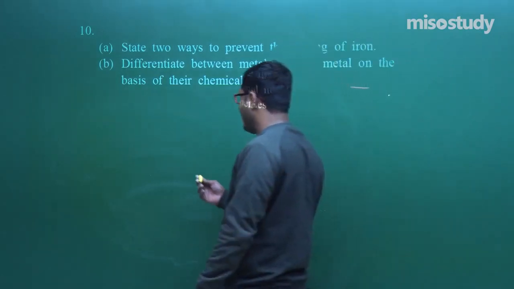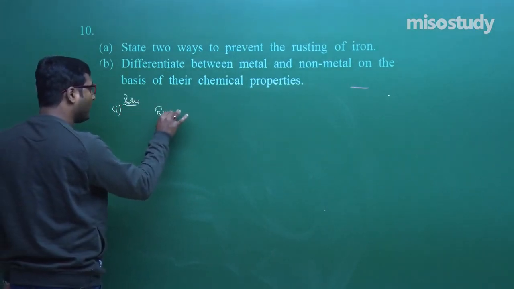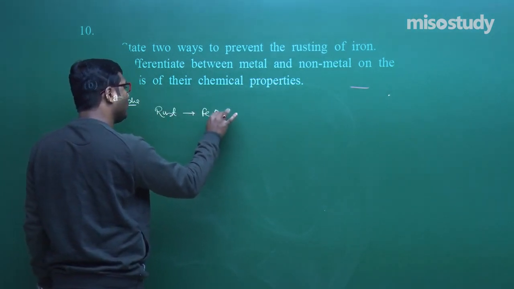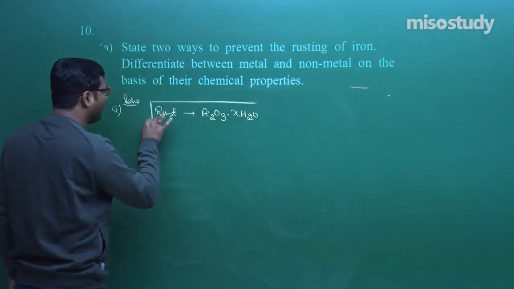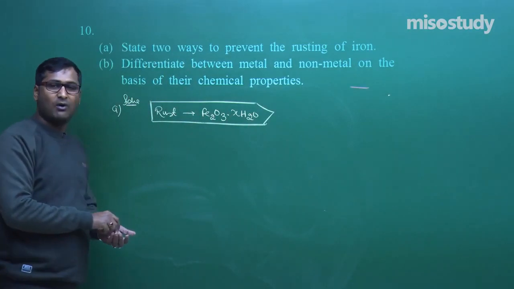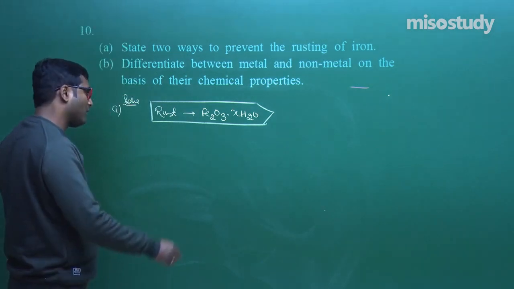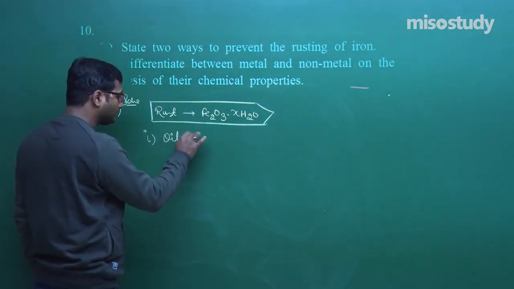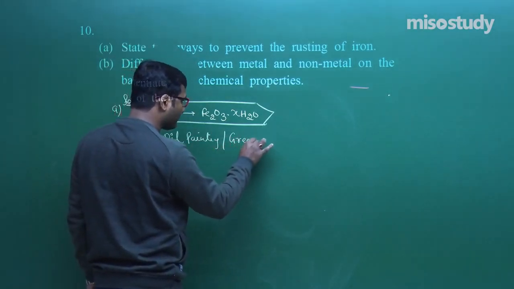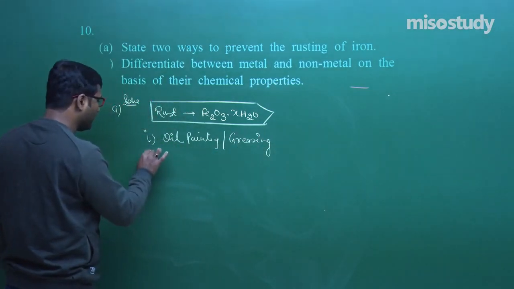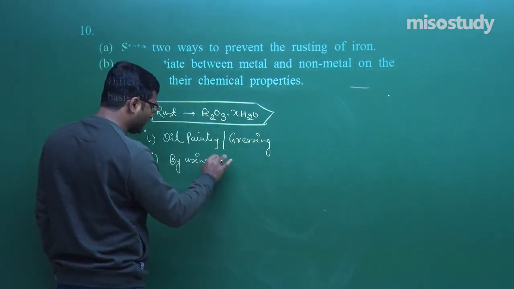What is the formula of rust? The formula of rust is Fe2O3 into XH2O, and the rusting of iron follows electrochemical theory. The rusting process works as an electrochemical cell, but it is beyond your syllabus, so I'm not going to discuss it. Now the methods, as we know: simple oil painting, greasing, and the second one is by using anti-rust solution.